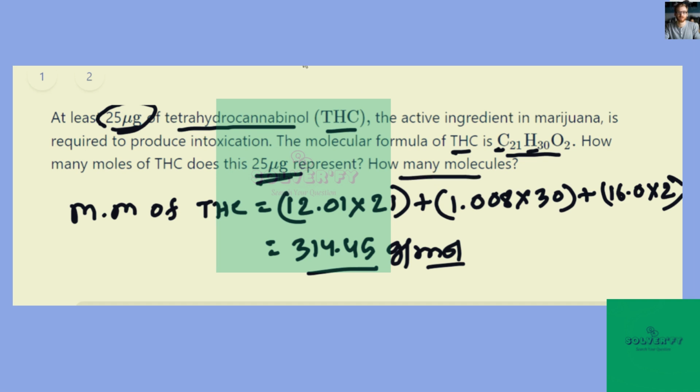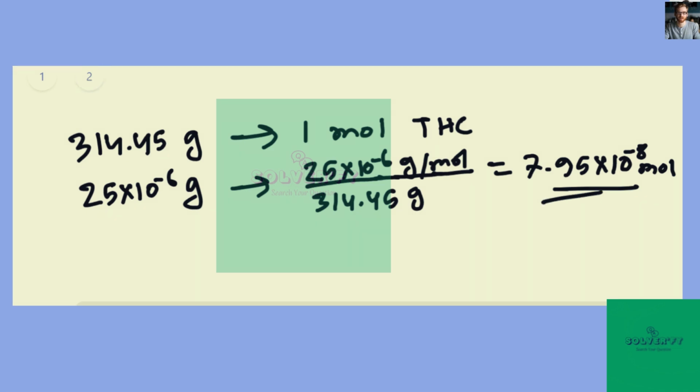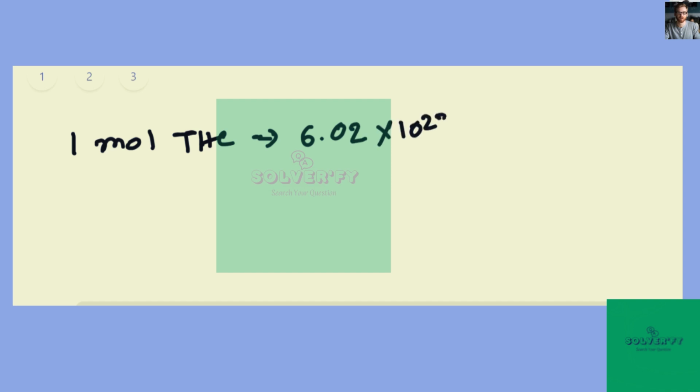And then we have to find out how many molecules are contained in 25 microgram. Since we have calculated the number of moles of 25 microgram THC, we know that 1 mole of any substance contains 6.02 times 10 to the power 23 molecules. That means from there we can find how many molecules are contained in this much mole, or 25 microgram of THC. So 1 mole THC contains 6.02 times 10 to the power 23 molecules.